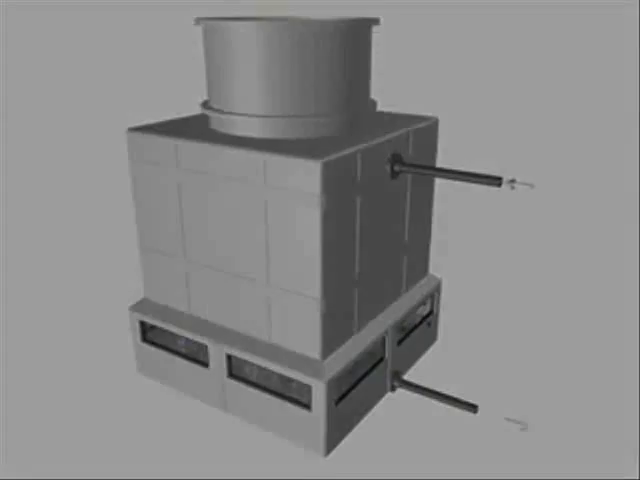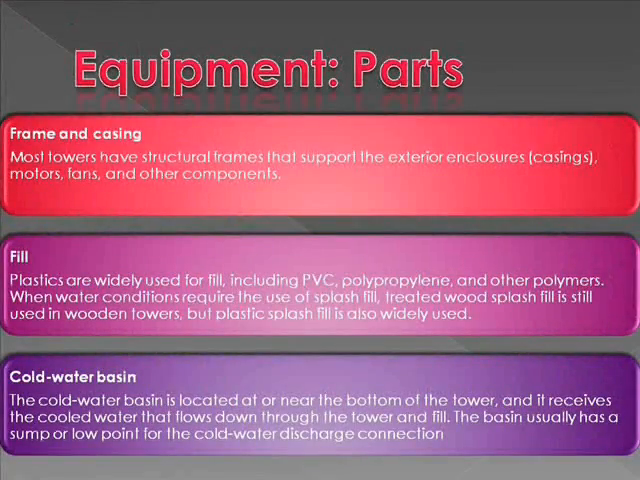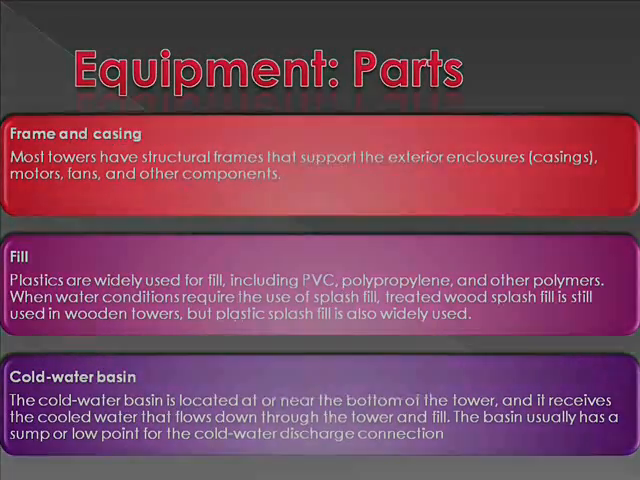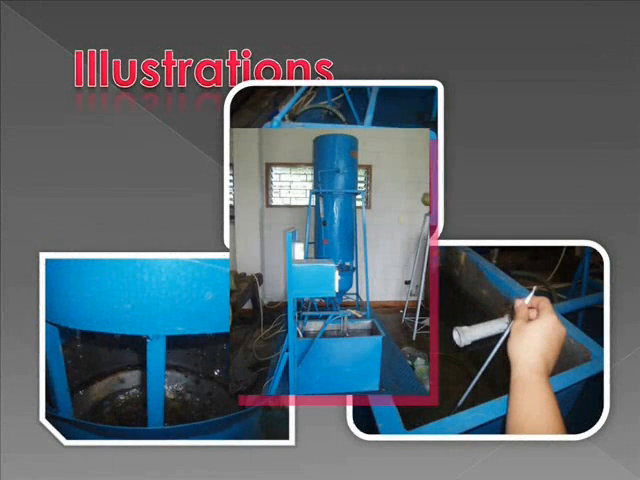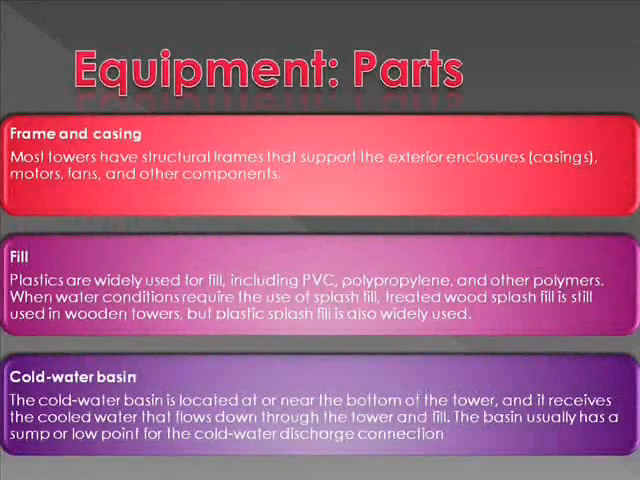From the video, you can see the main parts of a cooling tower, which are the frame and casing, water and air inlet, nozzle, fill, cold water basin, and fan. Frame and casing give structure, support, and protection to other main components. Fill, usually made of plastic or wood, is where hot or warm water is distributed and exposed to air. The cold water basin, on the other hand, which is located at or near the bottom of the tower, receives the cooled water that flows down through the tower and fill.